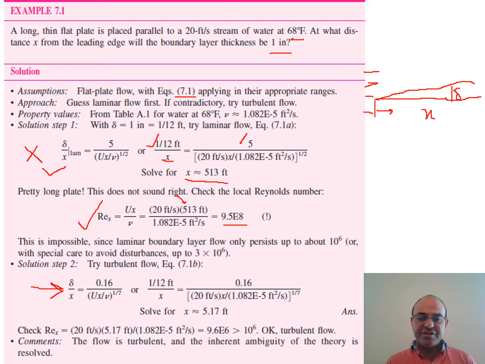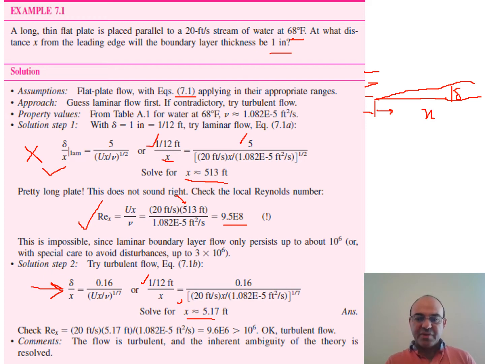So now we go back and use the other equation, which is applicable to turbulent flows. In this case, the coefficient is different and the power of Reynolds is different. Same procedure for delta equal to 1 inch: calculate the Reynolds number, now raised to the power of 1/7. The Reynolds number is the same as before, but now it's raised to a much smaller power, which makes the denominator larger. Based on this, if we solve for x, it becomes 5.17 feet.